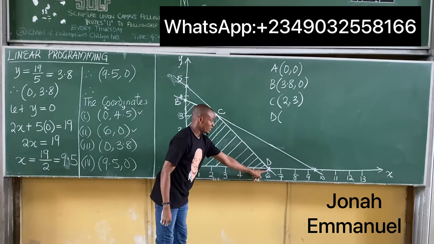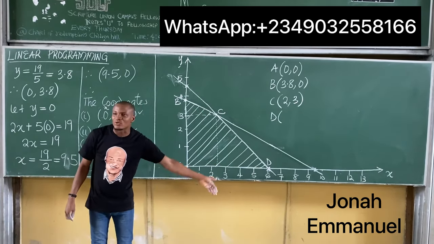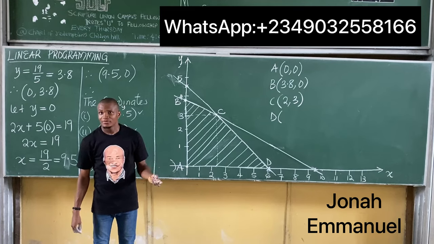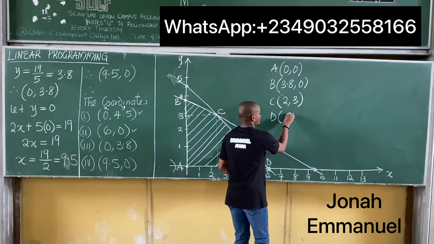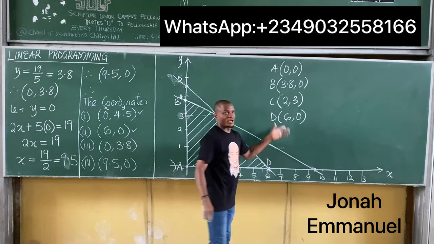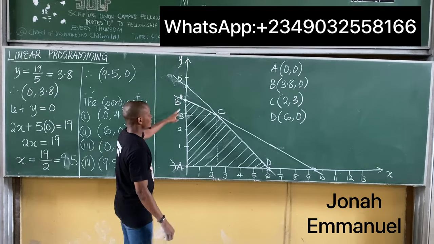For D, this one here, what's the coordinate? Six and 0. Don't mistake them. This is 6 and 0. X is 6, y is 0. So I'm having 6 and 0.